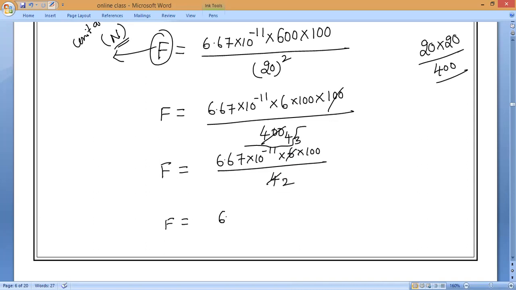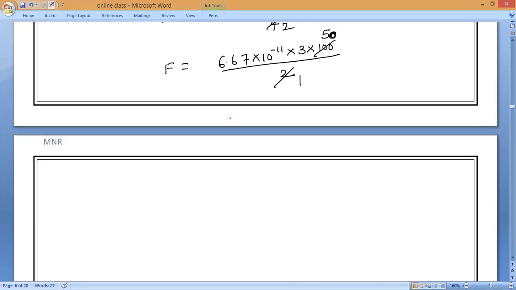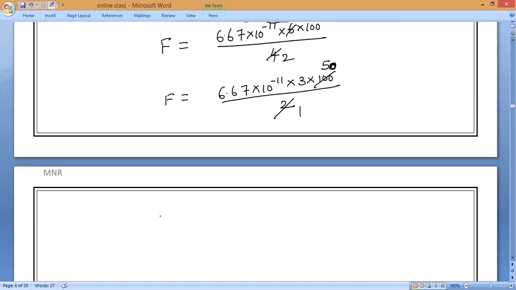Next step: 6.67 into 10 power minus 11 into 3 into 100 divided by 2. Is it okay, guys? 2 ones are 2, 2 fifties are 100. Now the numerator is completely gone, and the denominator is completely gone, yes or no?